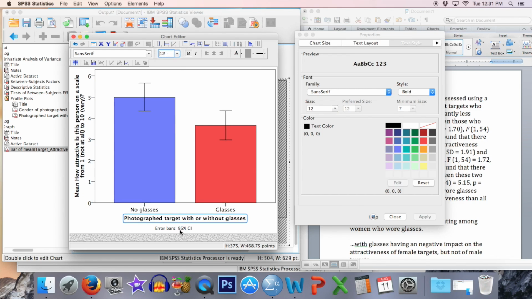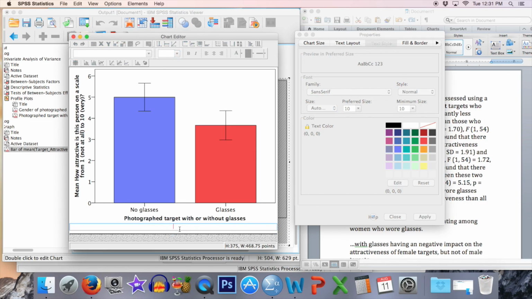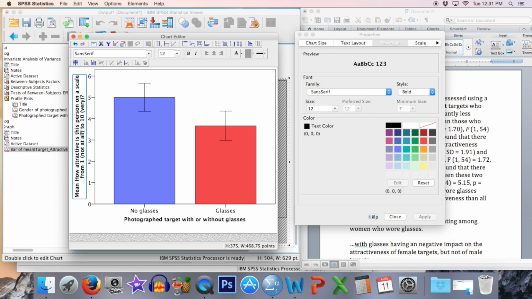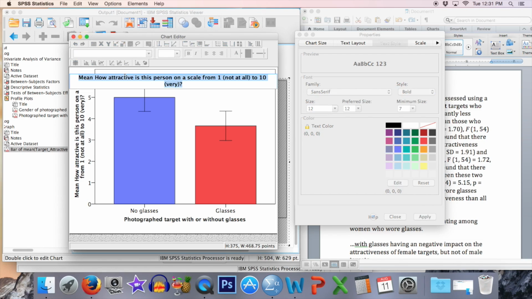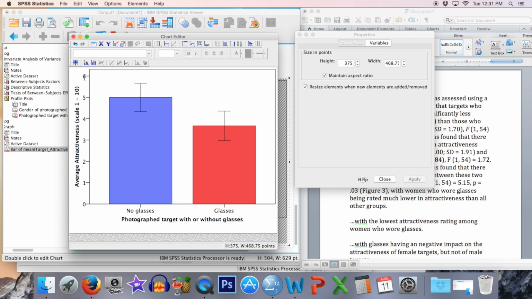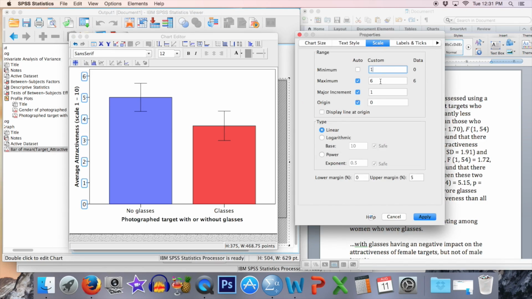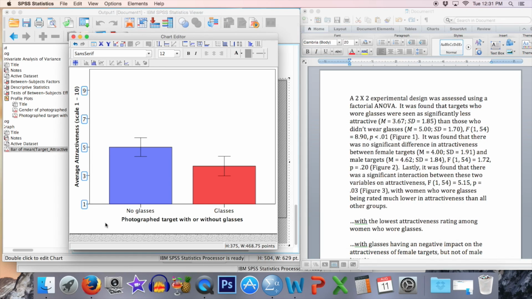And then this error bar is 95% confidence intervals. We don't need that text, so we can just select it and delete it. And then let's see. This one, I don't like how long this title is, so I'll change this again to Average Attractiveness, Scale 1 through 10. And then again, I'll change this to the actual scale of our survey, which is a 1 to 10 scale. And there you go. That's a more honest look at what our data actually looks like.